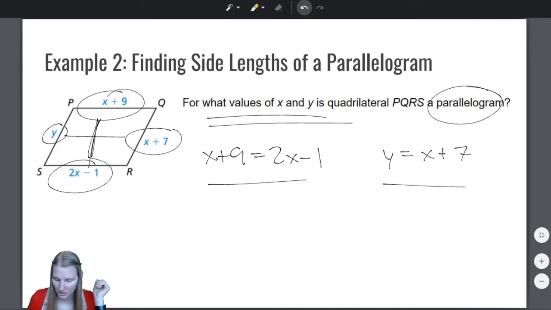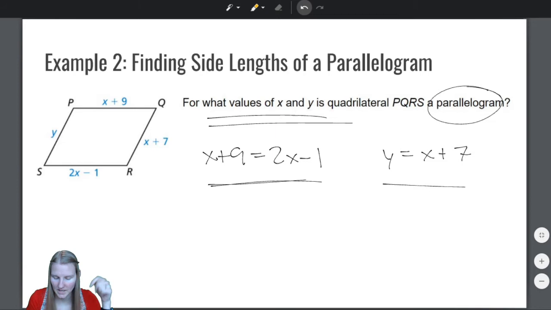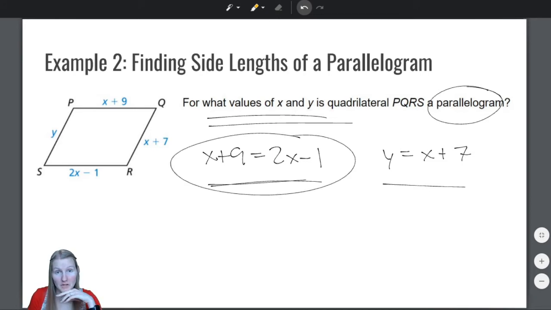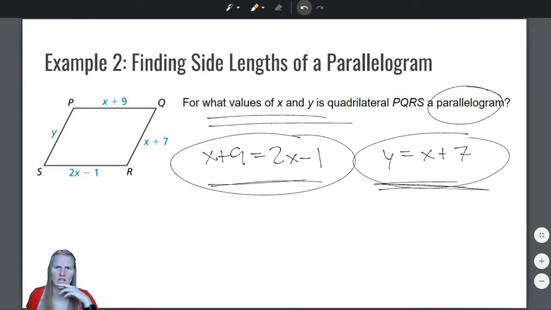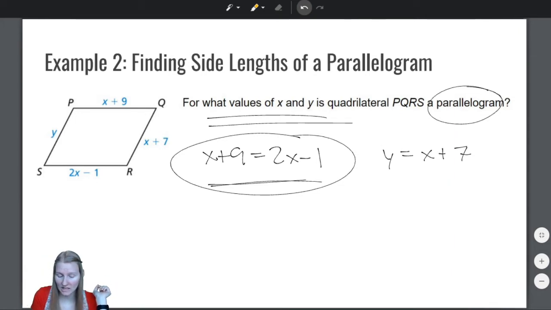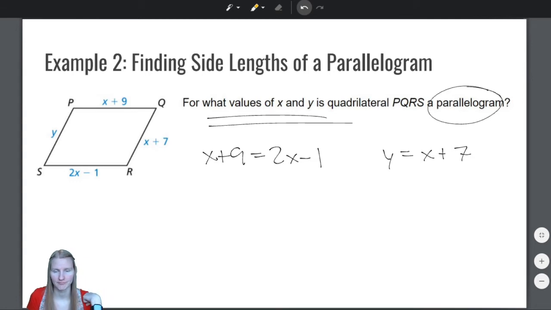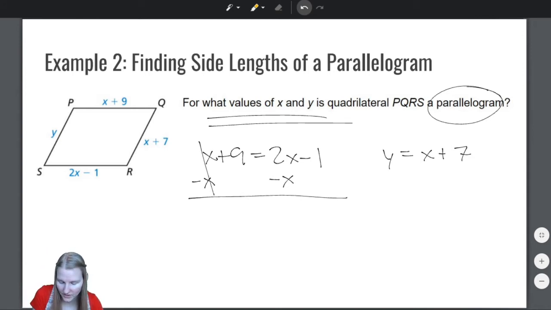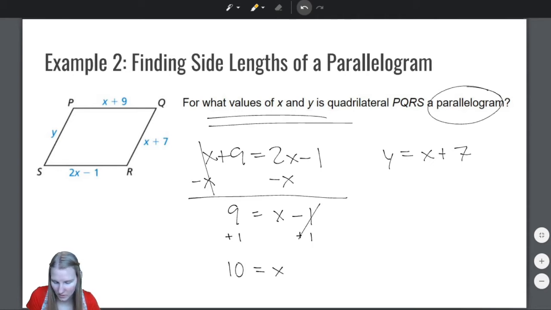So, let's look at these two equations. x plus 9 equals 2x minus 1. I know how to solve this. And y equals x plus 7. Well, I can't solve this because I have a y and an x in there. So I'm going to work with the equation I know how to solve first. And I'm going to get my x's on one side and my numbers on the other side. So let me subtract x from both sides. 9 equals x minus 1. And then if I add 1 to both sides, I have 10 equals x.